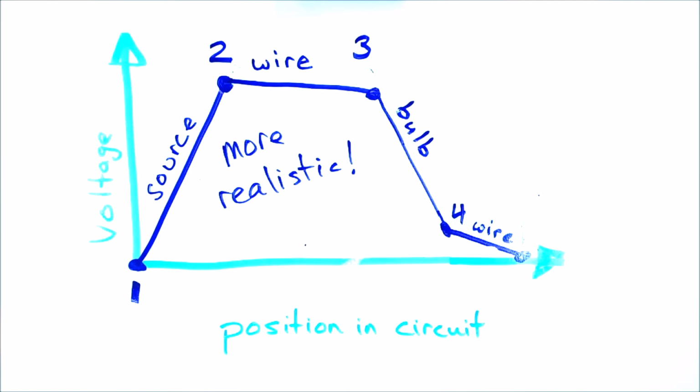So for our electricity work, we will stick to that assumption and that first graph that we drew, understanding that the electrons do not lose any energy as they travel through the wire.